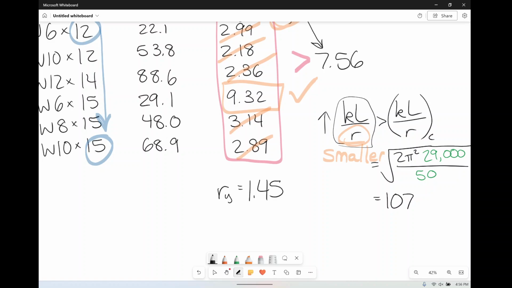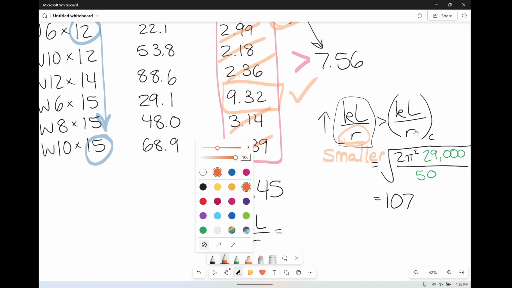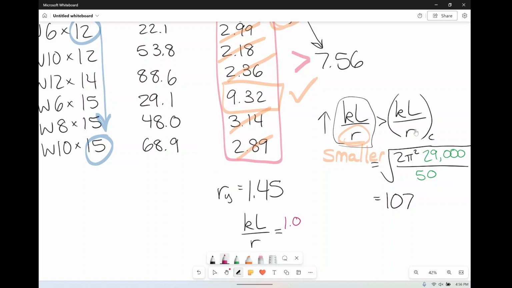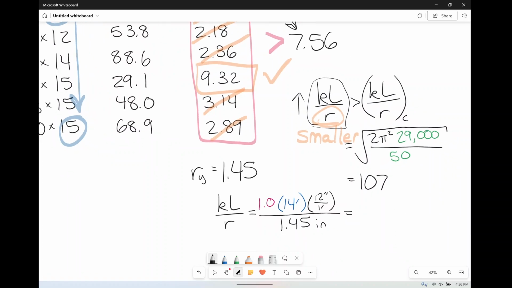So let's check it. What's KL over r? Again, K for a pin, we said a pin was 1. We said the length of the column was 14 feet. We need to turn that to inches, so 12 inches in a foot, divided by r, which we just found, 1.45 inches. And what we get for KL over r is 115.9. Is that greater than 107? Yes. So therefore, we have satisfied that condition.